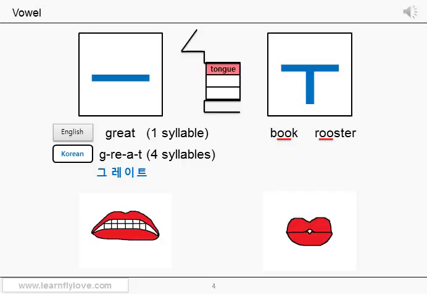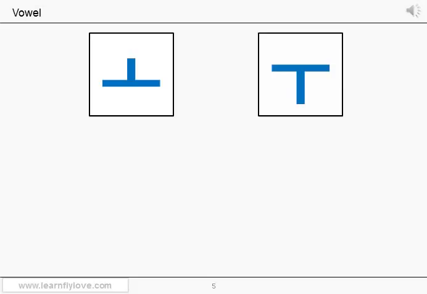Again, when you make U sound, you close your teeth while spreading your lips a little bit. But when you make U sound, you purse your lips excessively as if you kiss someone. So when you pronounce both O and U vowels, you stick out your lips or purse your lips. That's the most obvious difference. O as if you whistle, U as if you kiss.